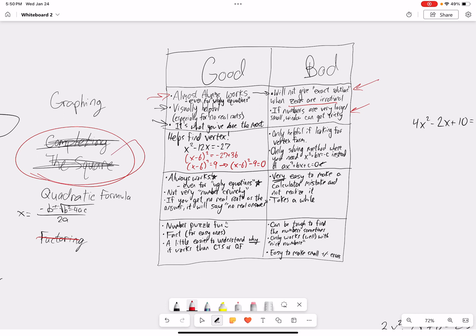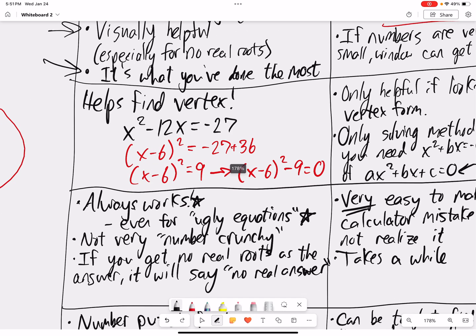For completing the square, here is the only good thing about completing the square, besides the fact that it gave us the quadratic formula. So thank you, completing the square. The only good thing is that we can find the vertex. If you had this equation here, you could find the vertex of it by completing the square.